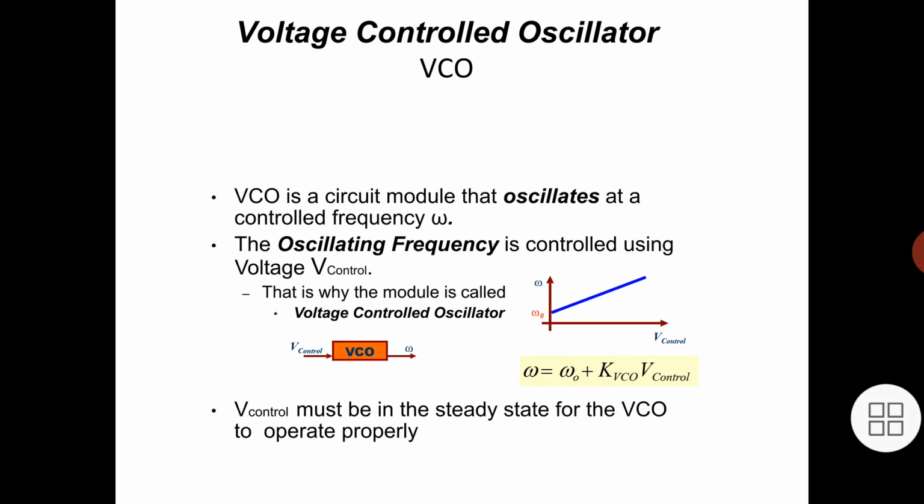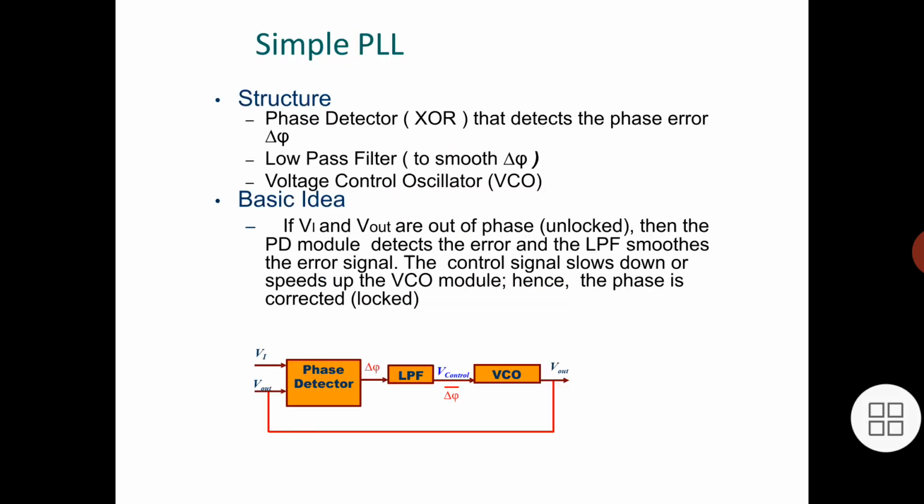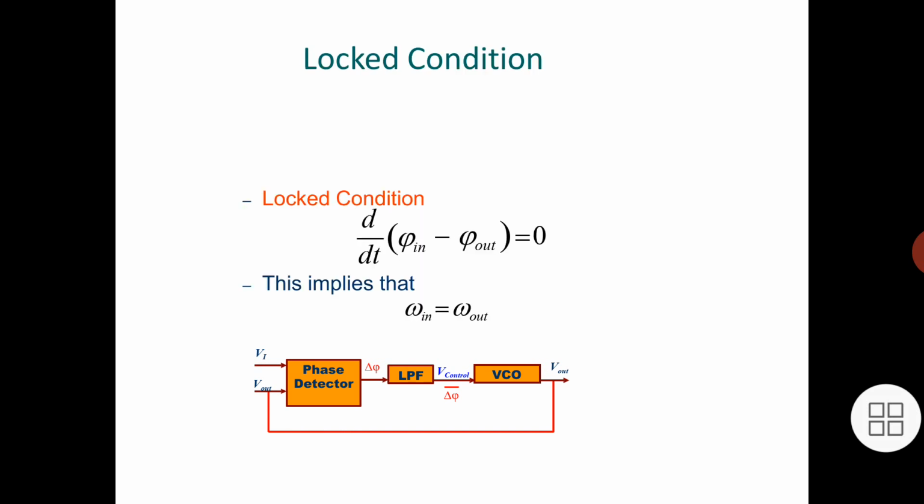And the next one, I have already told you what is voltage controlled oscillator. Voltage controlled oscillator means the oscillating frequency F0 varies in response to a control voltage VC. We will see this topic in detail later. And this is the simple PLL structure. Already we have seen phase detector, low pass filter and VCO. And what is locked condition? In locked condition, d by dt of phi in minus phi out is equal to 0.